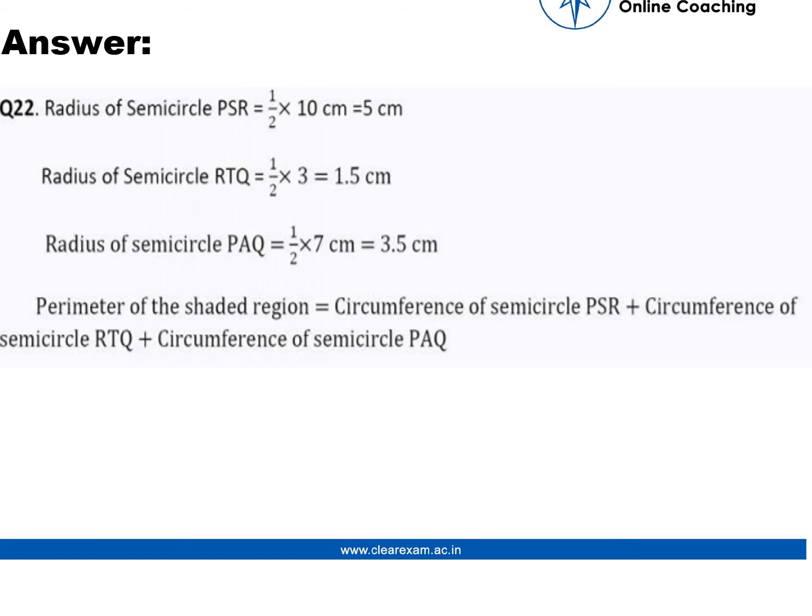radius we will divide it by 2, and then we'll get the radius of semicircle PSR as 5 centimeter. Similarly, we'll get the radius of semicircles RTQ and PAQ as 1.5 centimeter and 3.5 centimeter. As we are supposed to calculate the perimeter of the shaded region, which is equal to the circumference of semicircle PSR plus circumference of semicircle RTQ plus circumference of semicircle PAQ.